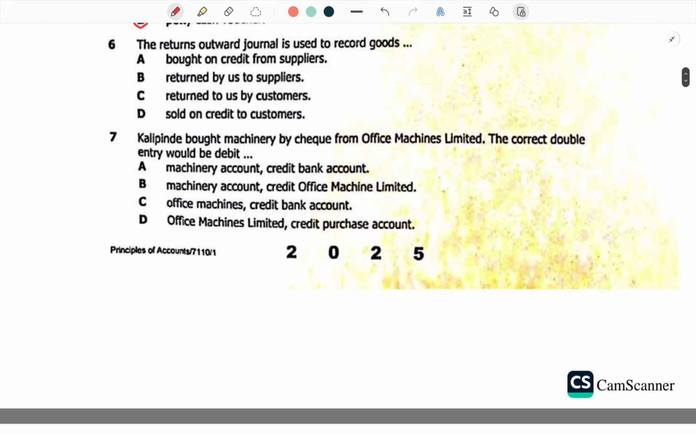Question 6. The returns outward journal is used to record goods. A, bought on credit from suppliers. B, returned by us to suppliers. C, returned to us by customers. D, sold on credit to customers. So the returns outward journal is used to record goods that are returned by us to suppliers.